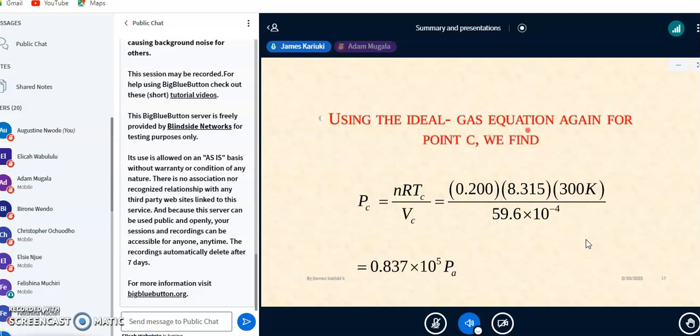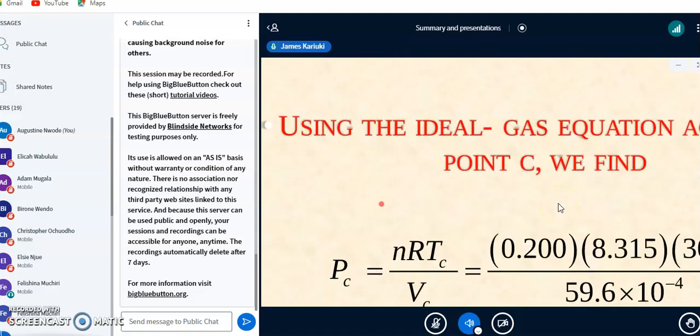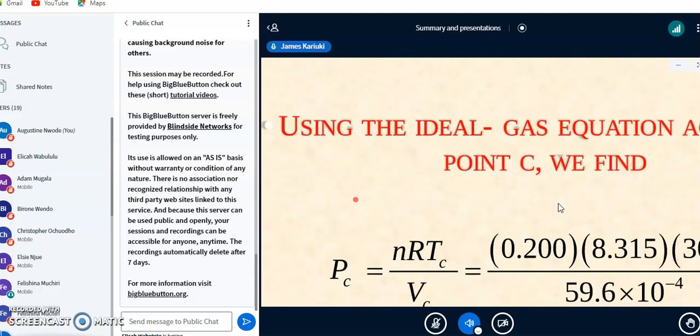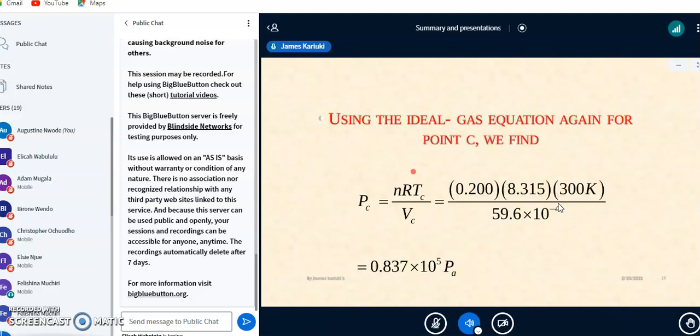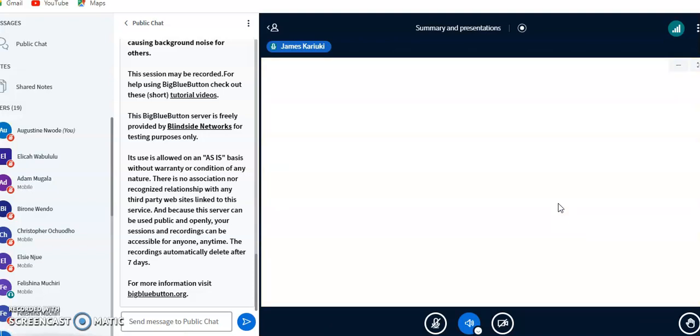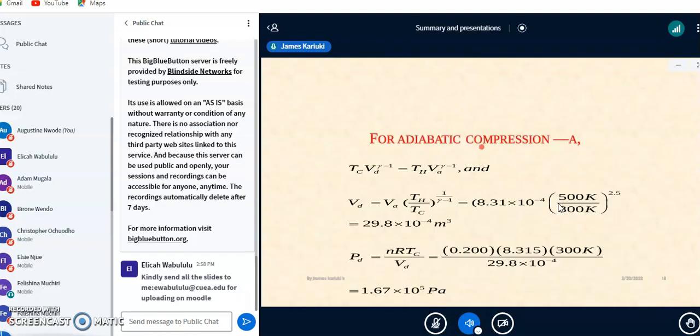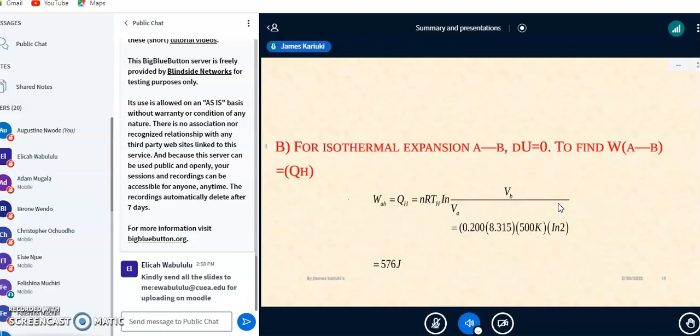Just a minute, I'm about to finish. So here we are going to calculate the pressure. Here we are going to calculate the pressure of that process. Here you can see. Then for the adiabatic compression, pressure here. Then isothermal.